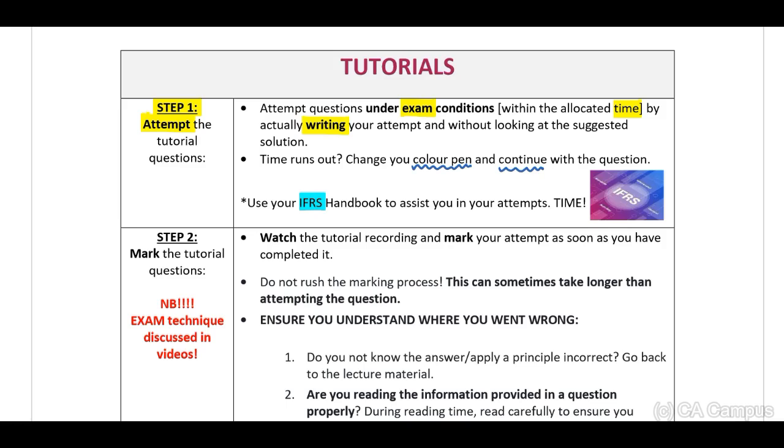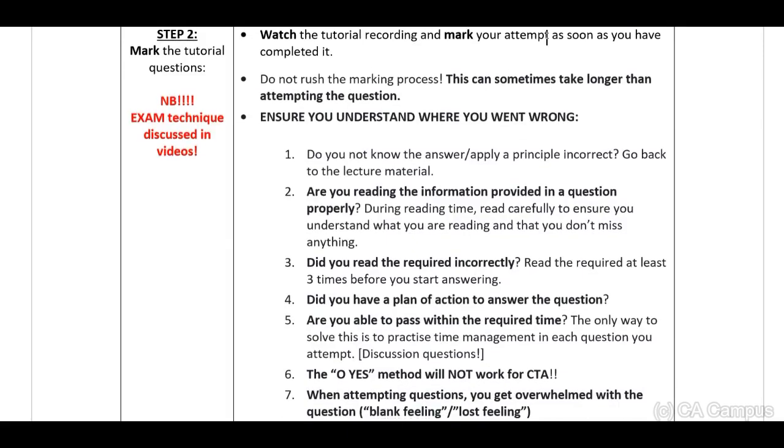You need to spend some time to properly highlight, underline, and sideline. Step number 2 now, this is your difficult step. You need to mark your attempt. Therefore, you now need to obtain the solution and mark your attempt line by line, amount by amount, and please make time to watch the tutorial videos.